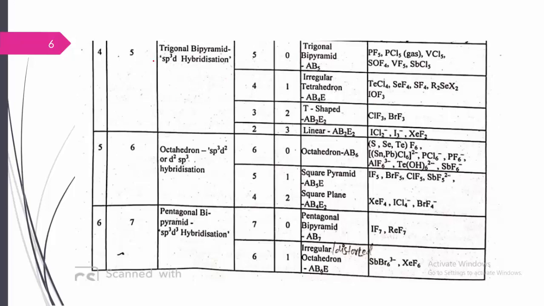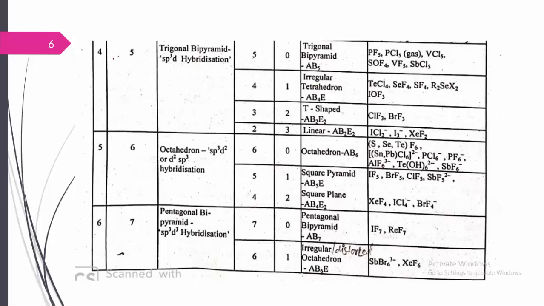Here, the fifth is trigonal bipyramidal shape of hybridization, having 5 bonded pairs and no lone pair of electrons, which forms the regular trigonal bipyramidal shape. At the same time, having 4 bond pairs of electrons and 1 lone pair of electrons, it forms an irregular tetrahedron shape. Examples we can see here: TeCl4, SF4 are the best examples of irregular tetrahedron.